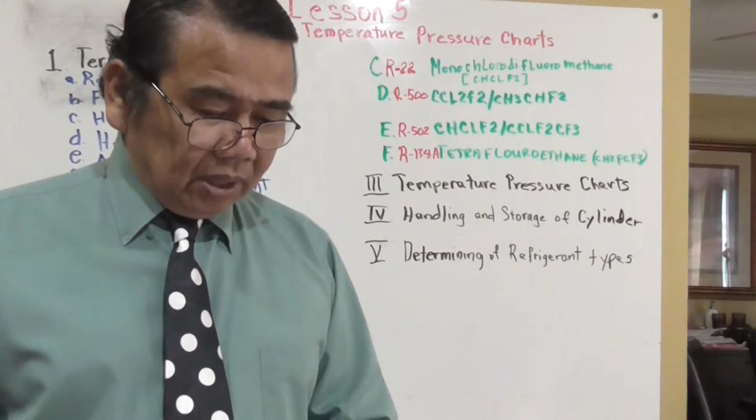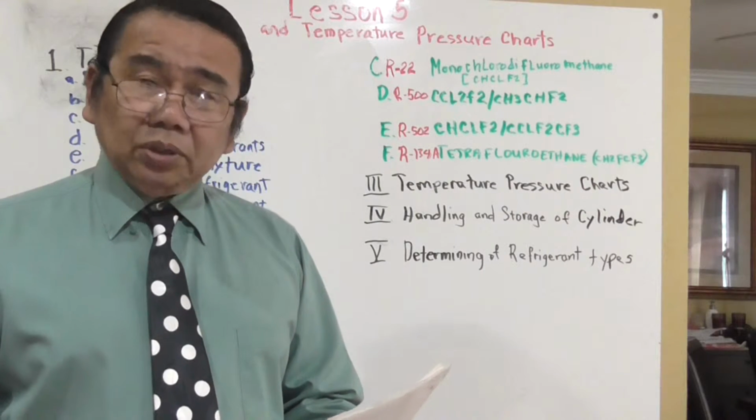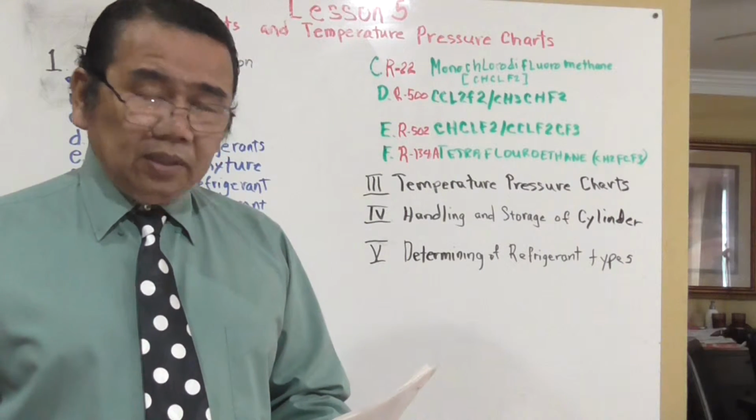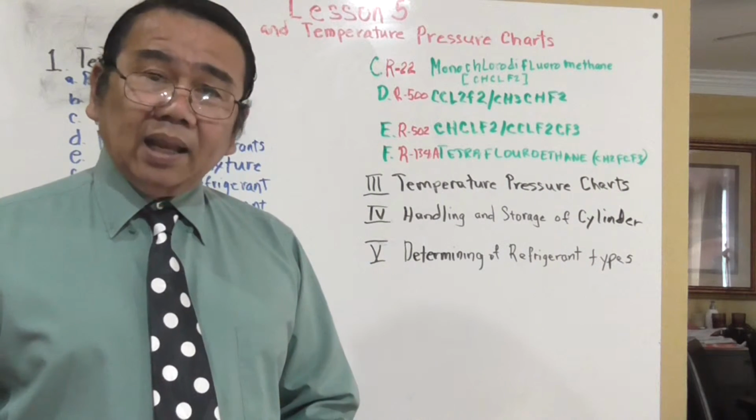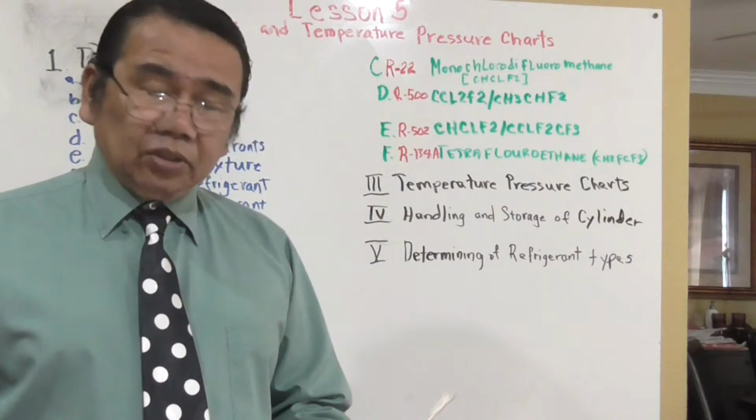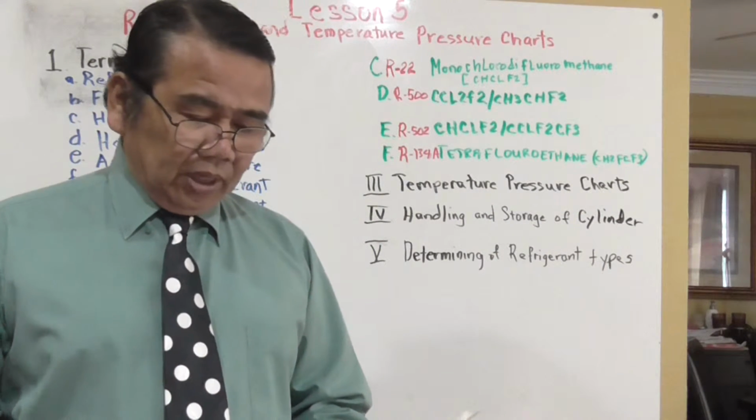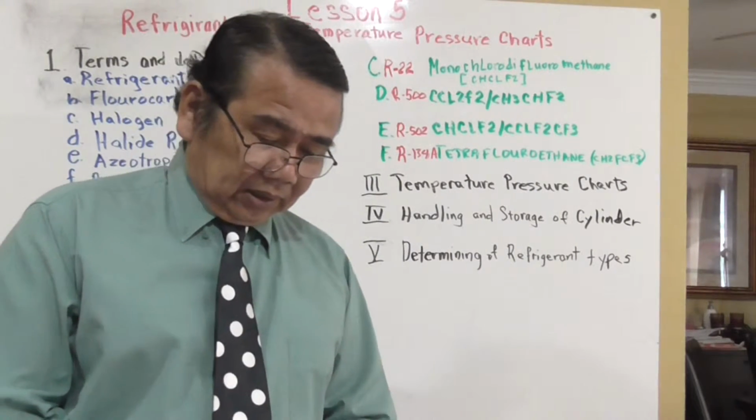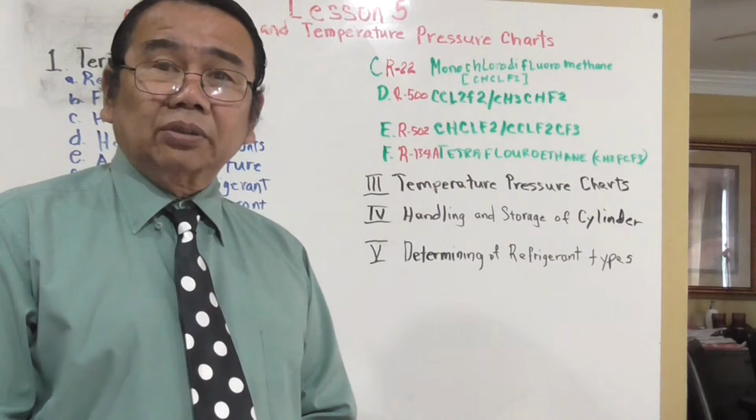R22 is non-toxic, non-flammable, non-corrosive, and non-irritating. Leaks may be detected by halide torch, soap solution, electronic leak detector, and ultraviolet. Cylinder color code is green.